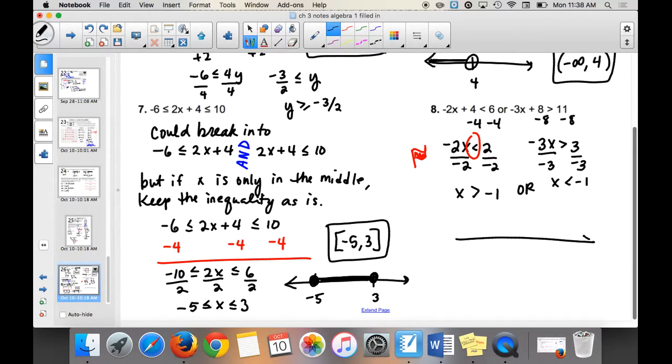So if we have x is bigger than negative 1, or x is less than negative 1, then we have either side of that inequality. If I pick a number, like 2, 2 works in one of those. It works in this first one, right? If I plug in 2, negative 4 plus 4 is 0, 0 is less than 6, it works. But if I pick something on this side, like negative 3, negative 3 times negative 3 is 9, 9 plus 8 is 17, 17 is greater than 11.